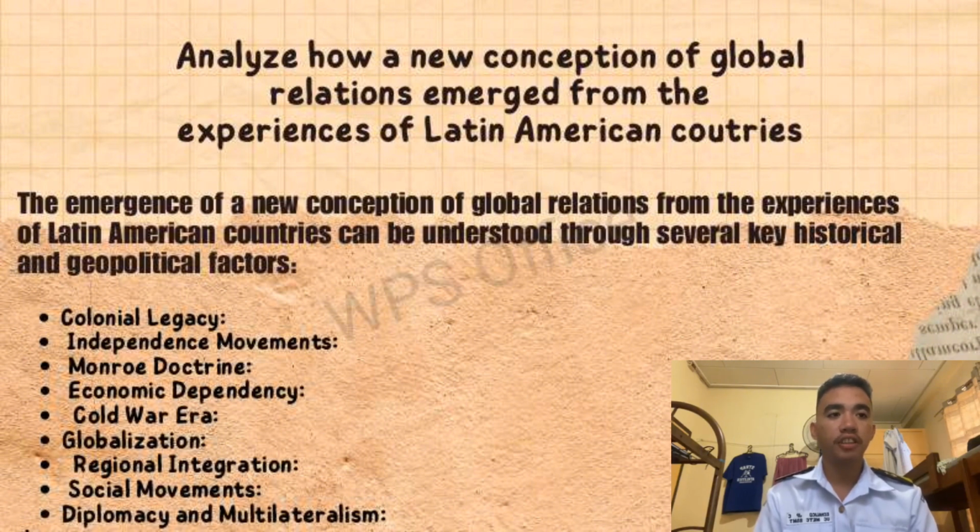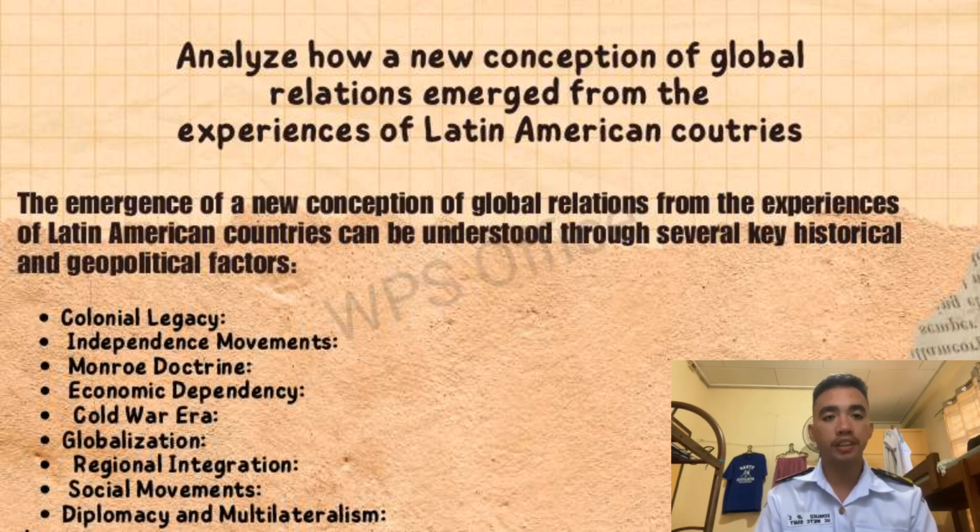7. Regional integration. Latin American countries have also pursued regional integration efforts, such as the formation of organizations like the Organization of American States, or OAS, and the Union of South American Nations, or UNASUR. These initiatives aim to strengthen regional cooperation and assert the region's voice on the global stage.